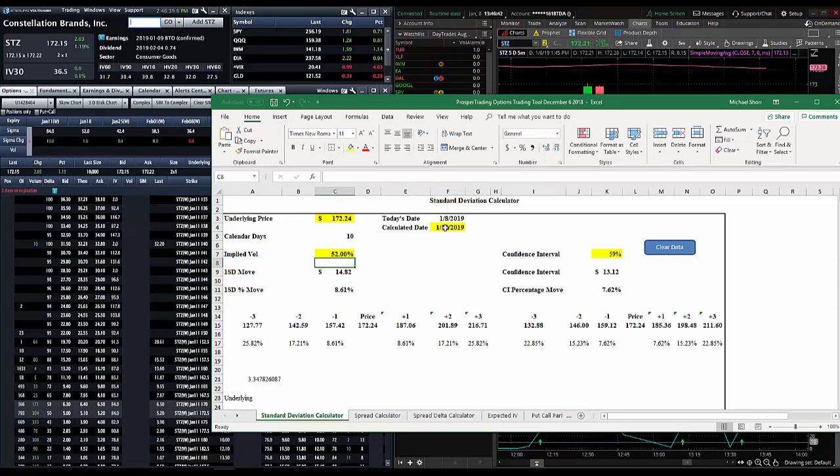Let's look at an 8% move, which is going to be to the upside. Let's see, we're going to be looking at somewhere around 86-ish.